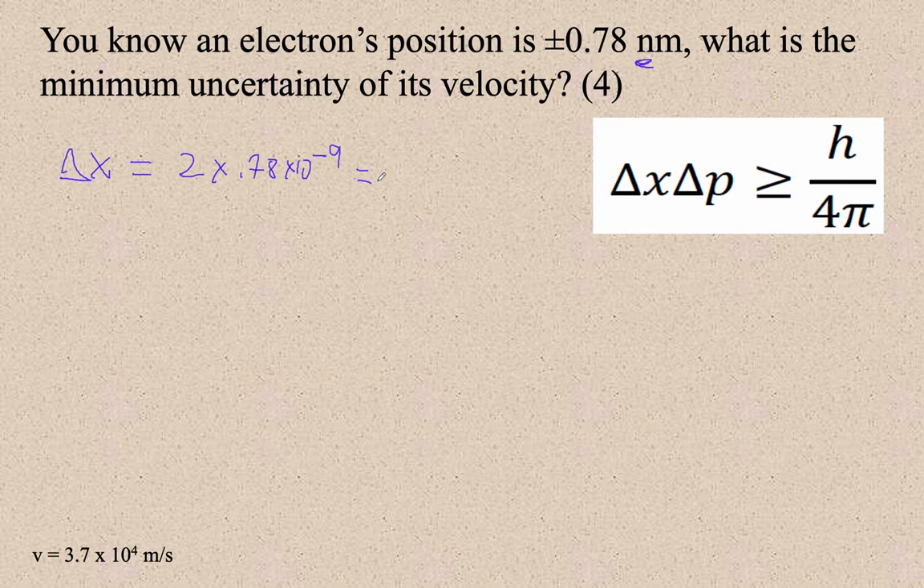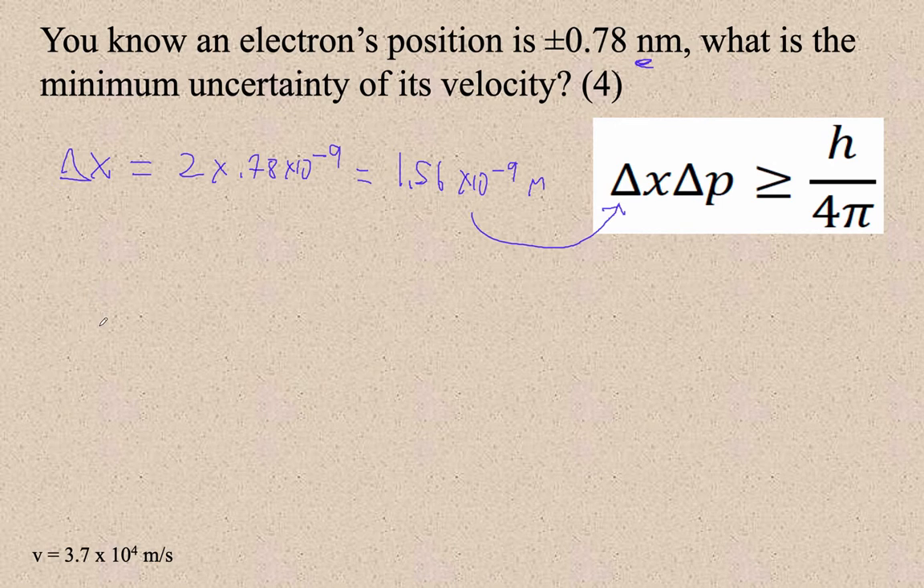2 times 0.78. Remember, you use the whole range. If they say plus or minus, the whole range is what you put in there. 0.78 times 10 to the minus 9th, and that is 1.56 times 10 to the minus 9th meters. So we're going to plug that in for this, and then we'll solve for the uncertainty of the velocity.